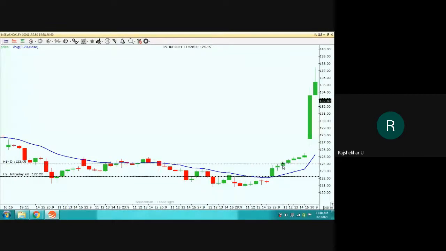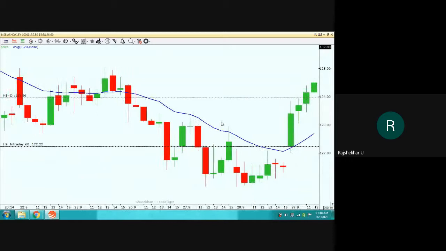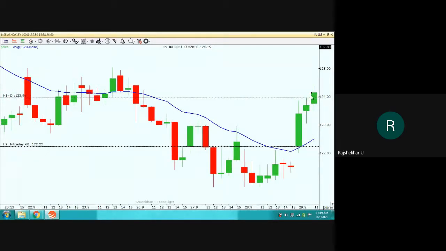Once the stock is sustaining above the hourly moving average line and daily moving average line, if you see here, with respect to this daily moving average line and hourly moving average line, the price is sustaining above this. So the criteria is fulfilled. The price has to sustain above daily moving average line and hourly moving average line. Now the stock is in our radar.